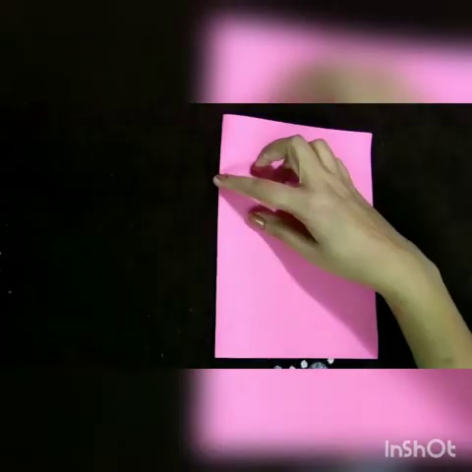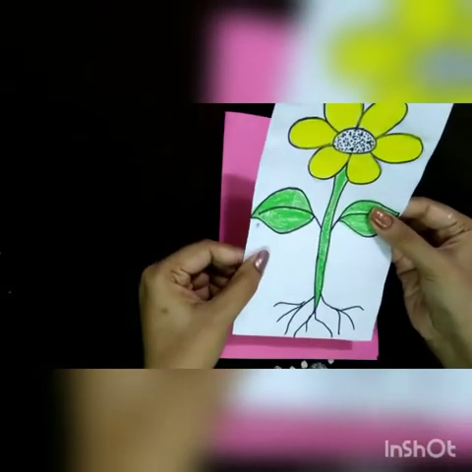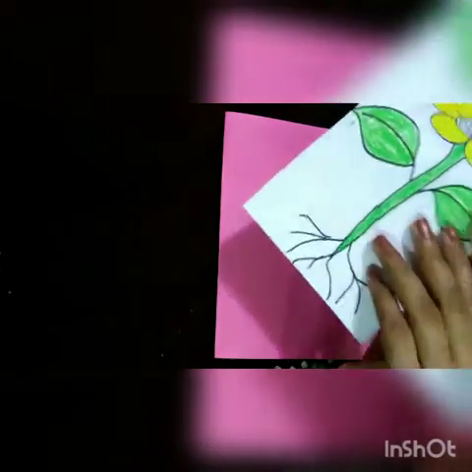Children, now look at this activity carefully. This is A4 size paper and you have to fold it. Now on another paper you have to draw a plant like this. And then you have to stick it to this folded paper.